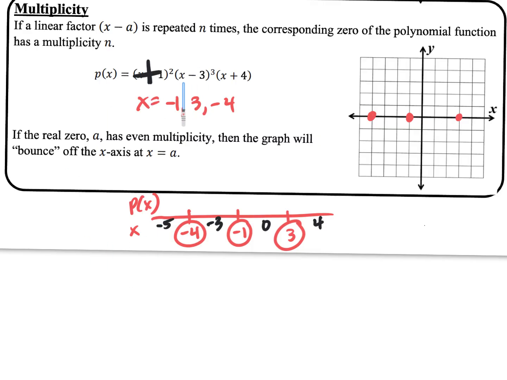If I plug in -5 right here, -5 minus 3 is something negative. If you cube a negative, is that positive or negative? Negative. So I would get a positive times a negative. And then what's -5 plus 4, positive or negative? Isn't that negative? That's okay. So we had a positive times a negative, which is a negative, times a negative again. It's a positive number. So anything that we plug in less than -4 is going to have a positive value. I would just put a little plus sign there.